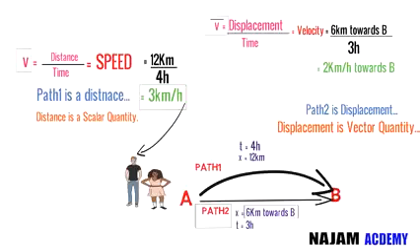So this example shows me that speed is distance divided by time. Distance is a scalar quantity, speed is a scalar quantity. Now velocity, we know, is equal to displacement divided by time. So displacement is a vector quantity, velocity is a vector quantity. So this is all about speed and velocity.